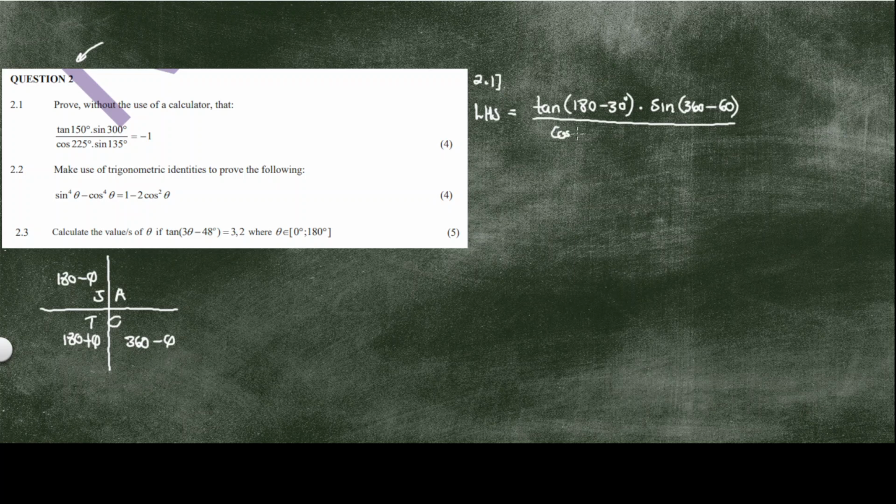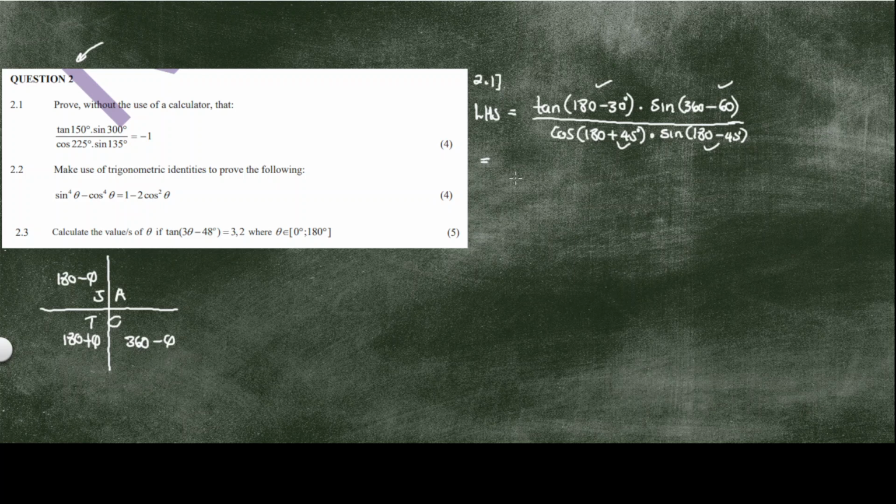Then cos 225 is 180 plus 45. And 135 is 180 minus 45. Correct. Okay, let's solve using the formulas.